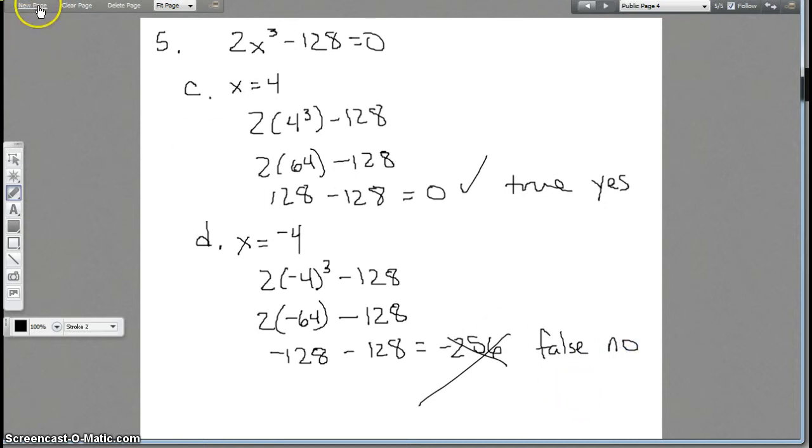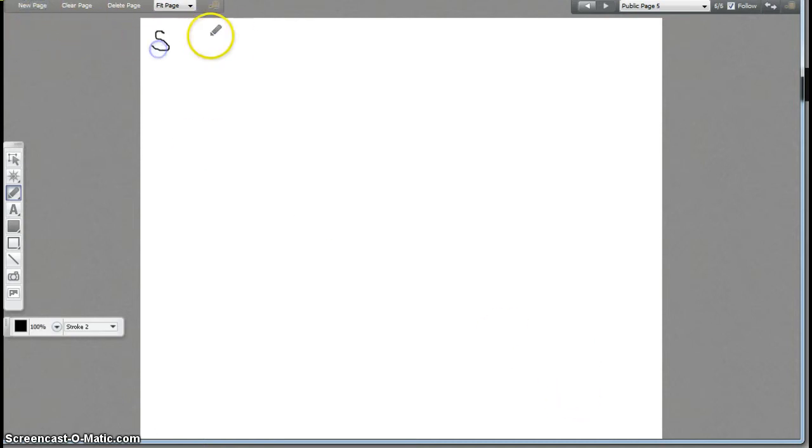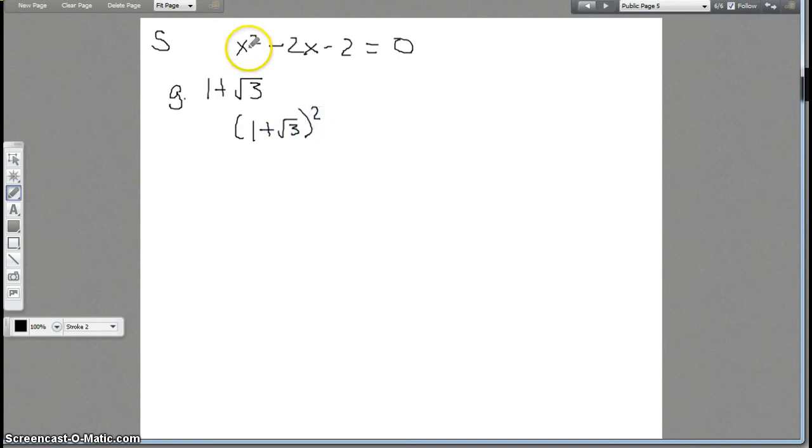Let's do one more example from number 5. Let's do from number 5, parts G and H. The equation is x squared minus 2x minus 2 equals 0. So we're going to start with part G, which is 1 plus square root 3. So I need to plug that into this equation, and I don't think I'm going to finish on this video. So 1 plus square root 3 squared minus 2 times 1 plus square root 3 minus 2. So that's our equation. I'm not going to be able to solve that in the time left on this video, so I'll actually solve that on the part 2 video.